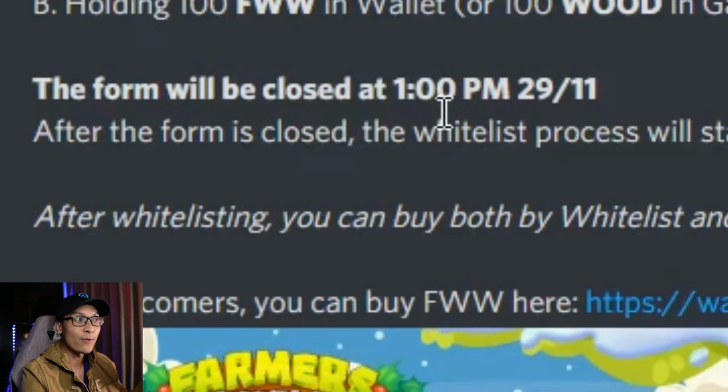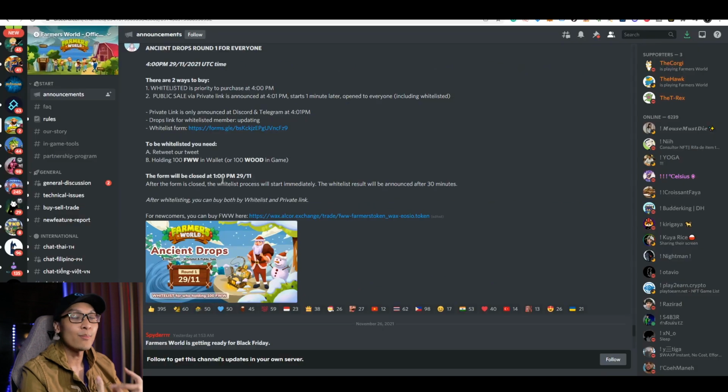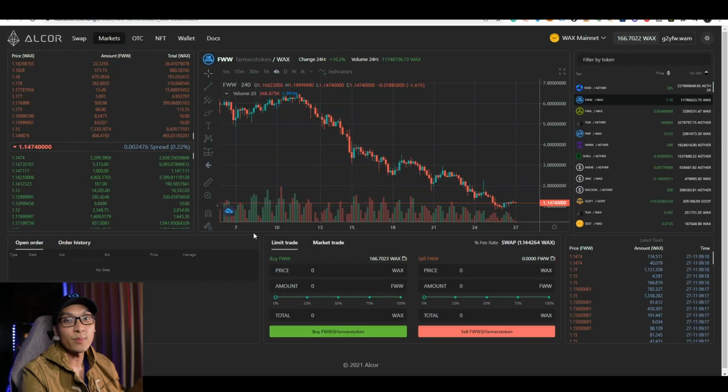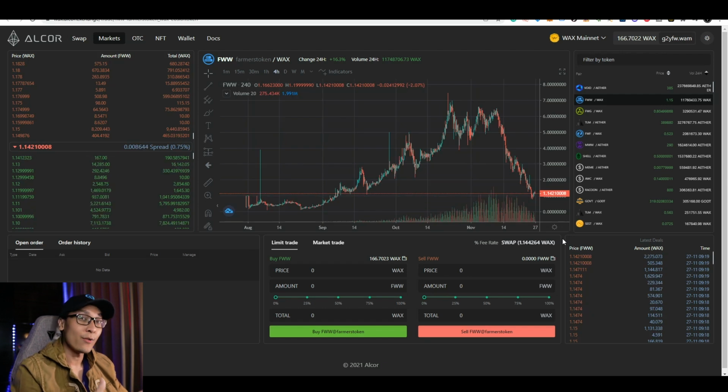You need to remember that the form will be closed at 1 p.m. on 29 November, and for us in Singapore, Malaysia and the Philippines, the form will be closed at 9 p.m. on 29 November. And of course, if you are new, you can buy your Farmer's World Wood token through this Wax Elko exchange, and from here you can purchase it for about $1.14 at the current price. Now you know how to get whitelisted for the ancient drop.